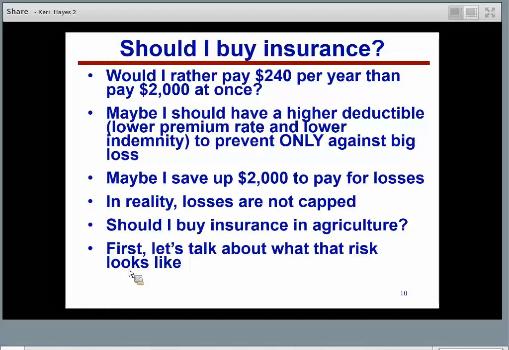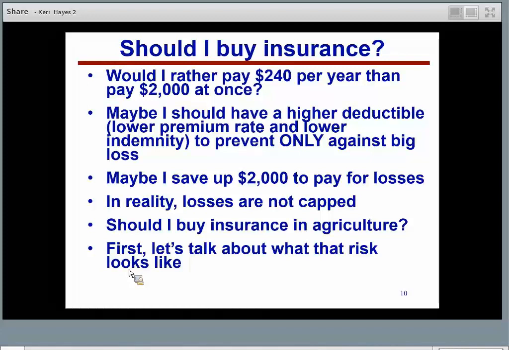But the question is, would you rather pay $240 per year than pay $2,000 at once? Can you manage that $2,000 payment? Or would you rather pay the $240 every year? Some other considerations: maybe I should have a higher deductible, right? Maybe if I have a higher deductible, it can lower my premium rate. Maybe I'm not worried about the $2,000 hitting me. Maybe I'm worried about hitting someone who has really high medical expenses, and I just want a catastrophic level of coverage, meaning if the worst case scenario happens, I want to be protected, right? I don't want to go bankrupt from getting in an accident.